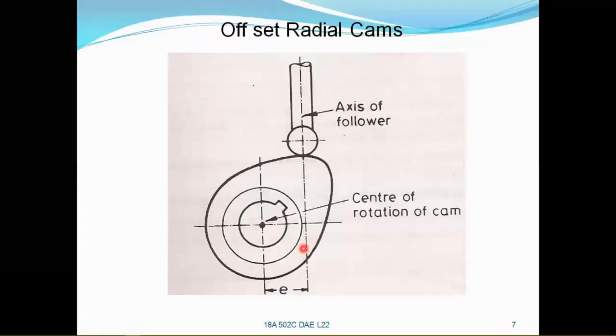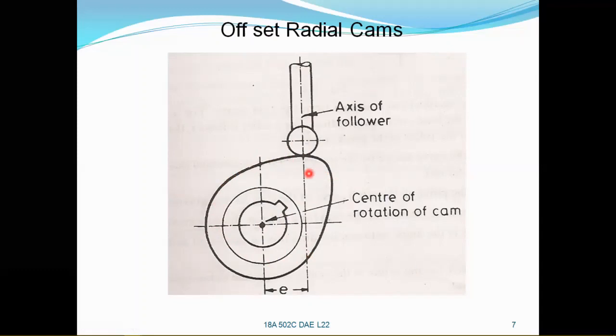So this is all about the working principle. Once again, I will explain simply. This cam is going to rotate about the axis perpendicular to the surface of the cam, and the follower either reciprocates or oscillates about its axis. The follower motion depends on the shape of the cam, and the follower is always in touch with the cam profile, the cam surface.